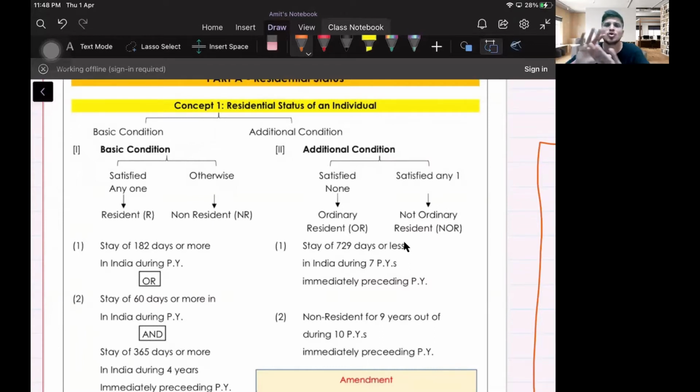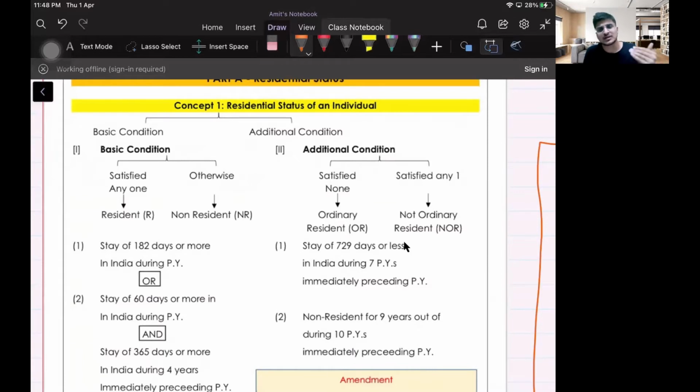If you are a non-resident, no further checks are required. But if you are a resident, further checks are required whether you are ROR, that is ordinary resident, or you are RNOR, that is not ordinary resident. To check whether you are ROR or RNOR, we'll have to check the additional condition. Now, if you satisfy 0 additional conditions, if you do not satisfy any additional condition, then you will be called ROR. And if you satisfy any one additional condition, you will be called RNOR.